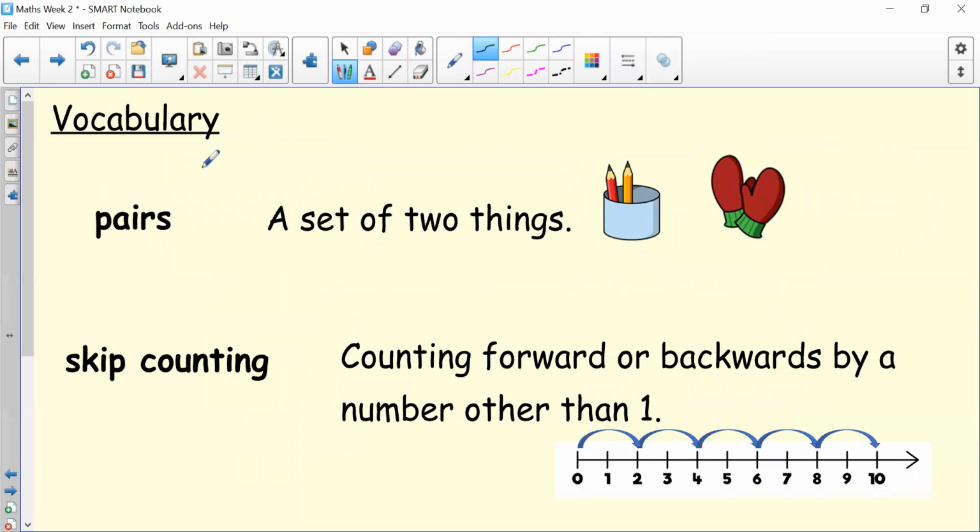So vocabulary. Today, we're looking at these words again, same words as yesterday. Pairs means a set of 2 things. And skip counting means counting forwards or backwards by a number other than 1. So we are practicing skip counting in 2s, aren't we?